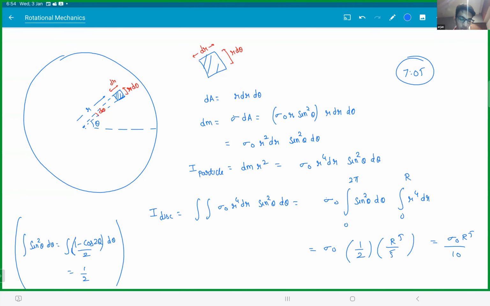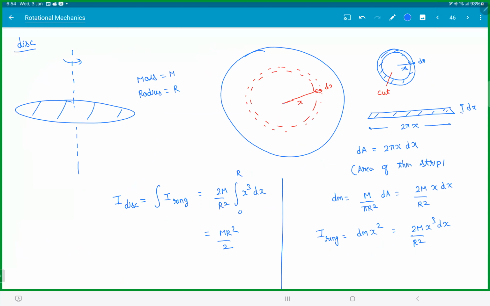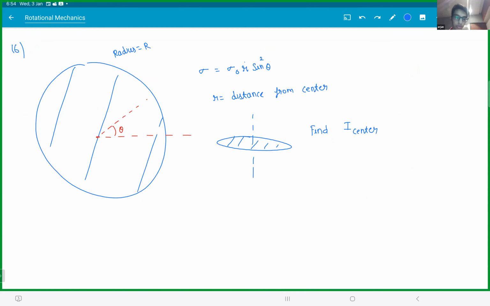Can you just show the disk one again? This one? Yeah, okay. In this case, why didn't I take an element like that? Because for all of them, only r is changing, right? Only theta is the same for all. That is, this mass is the same. Okay.